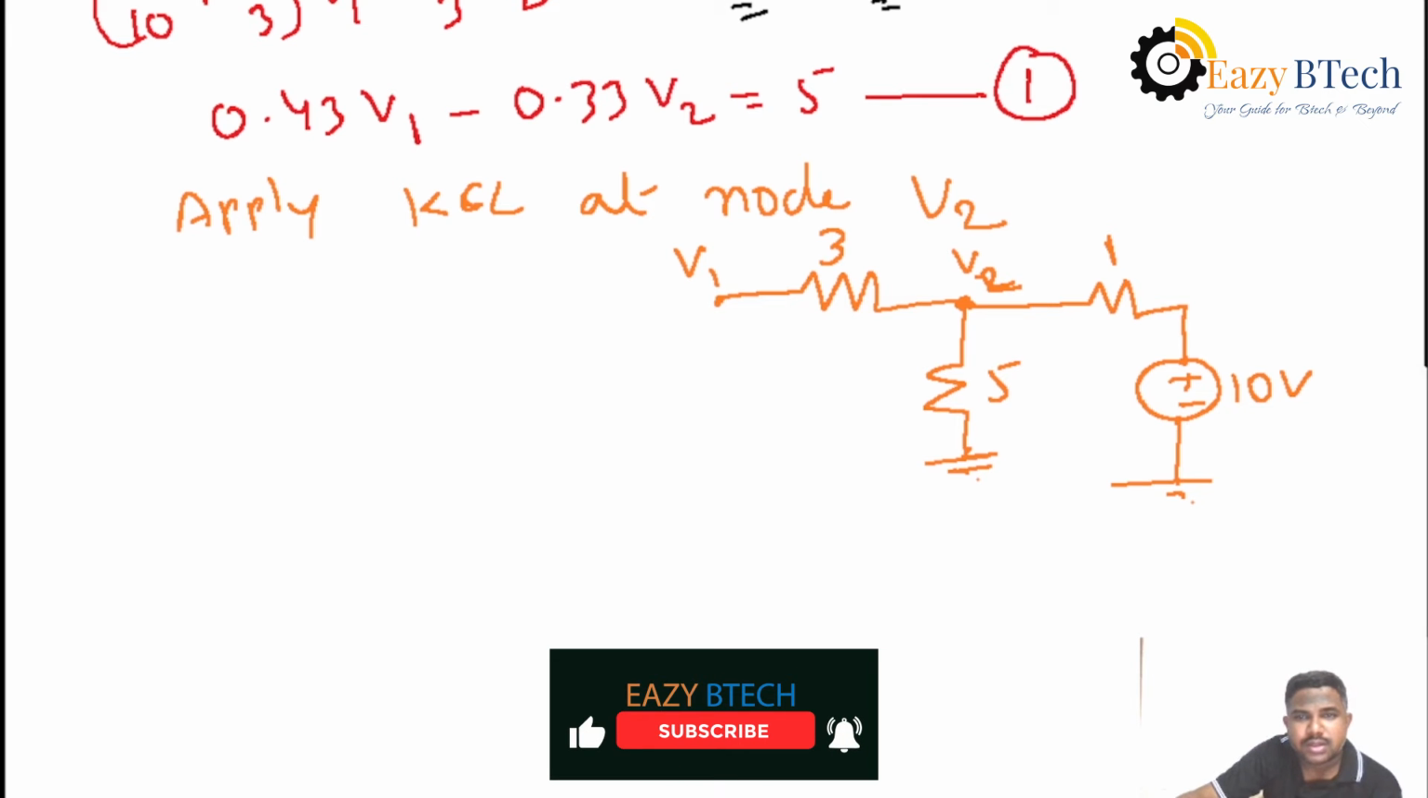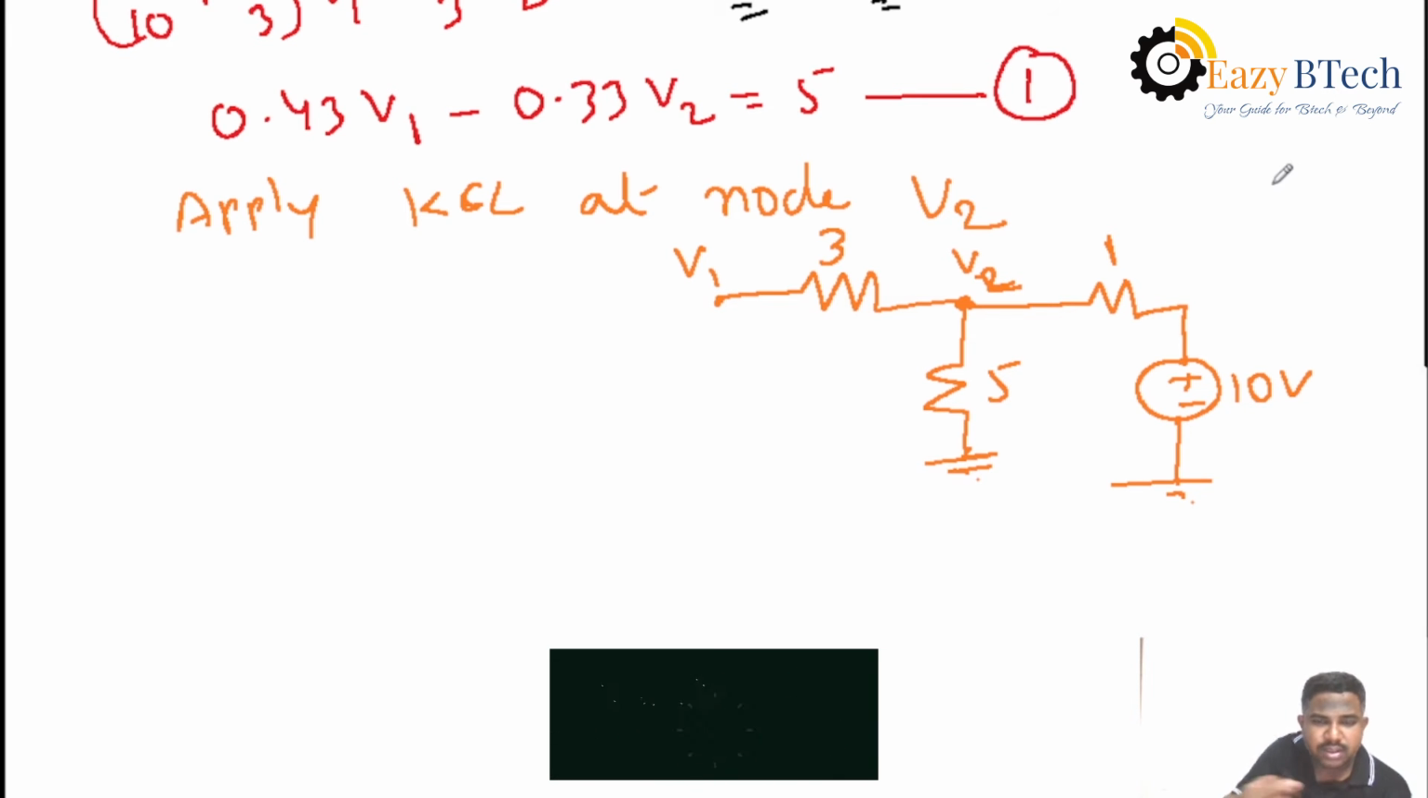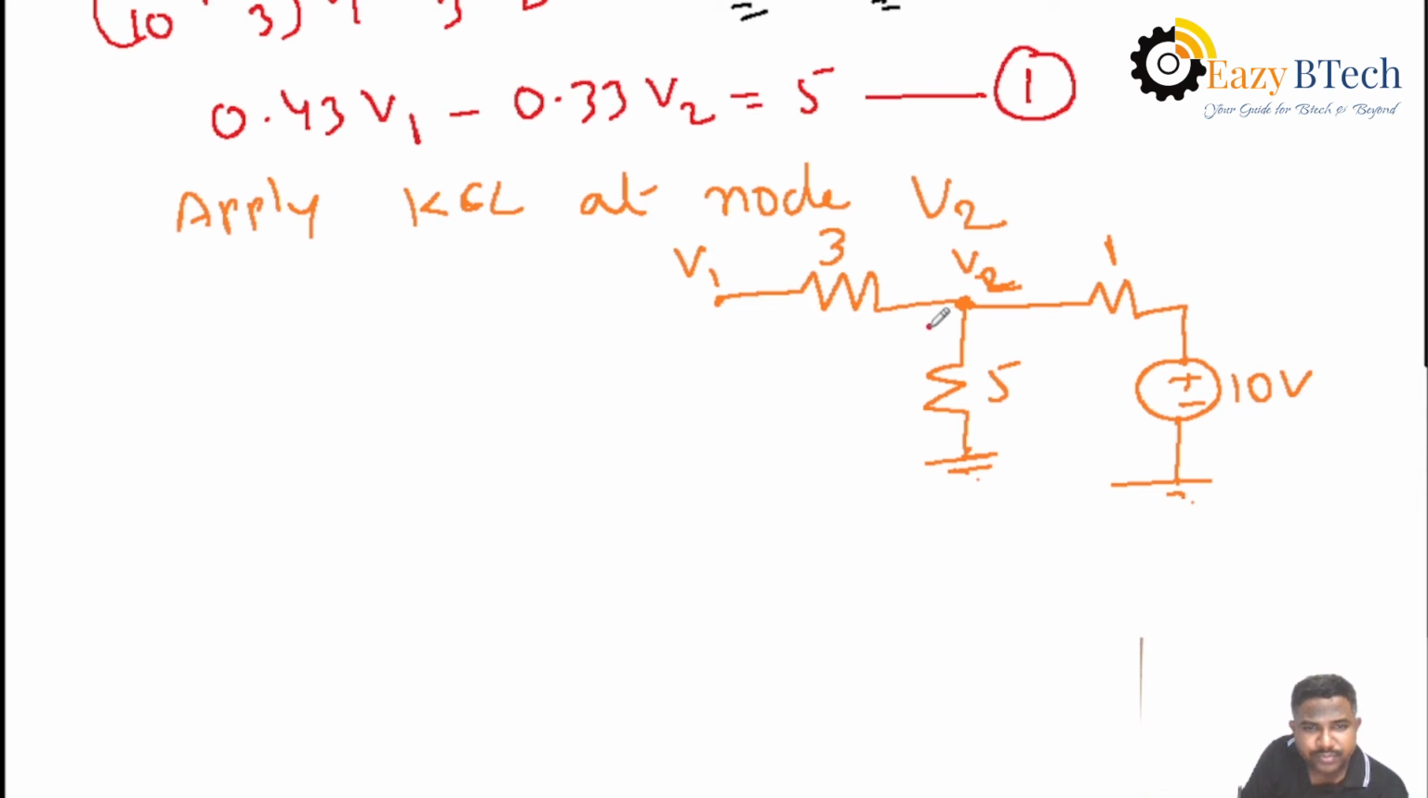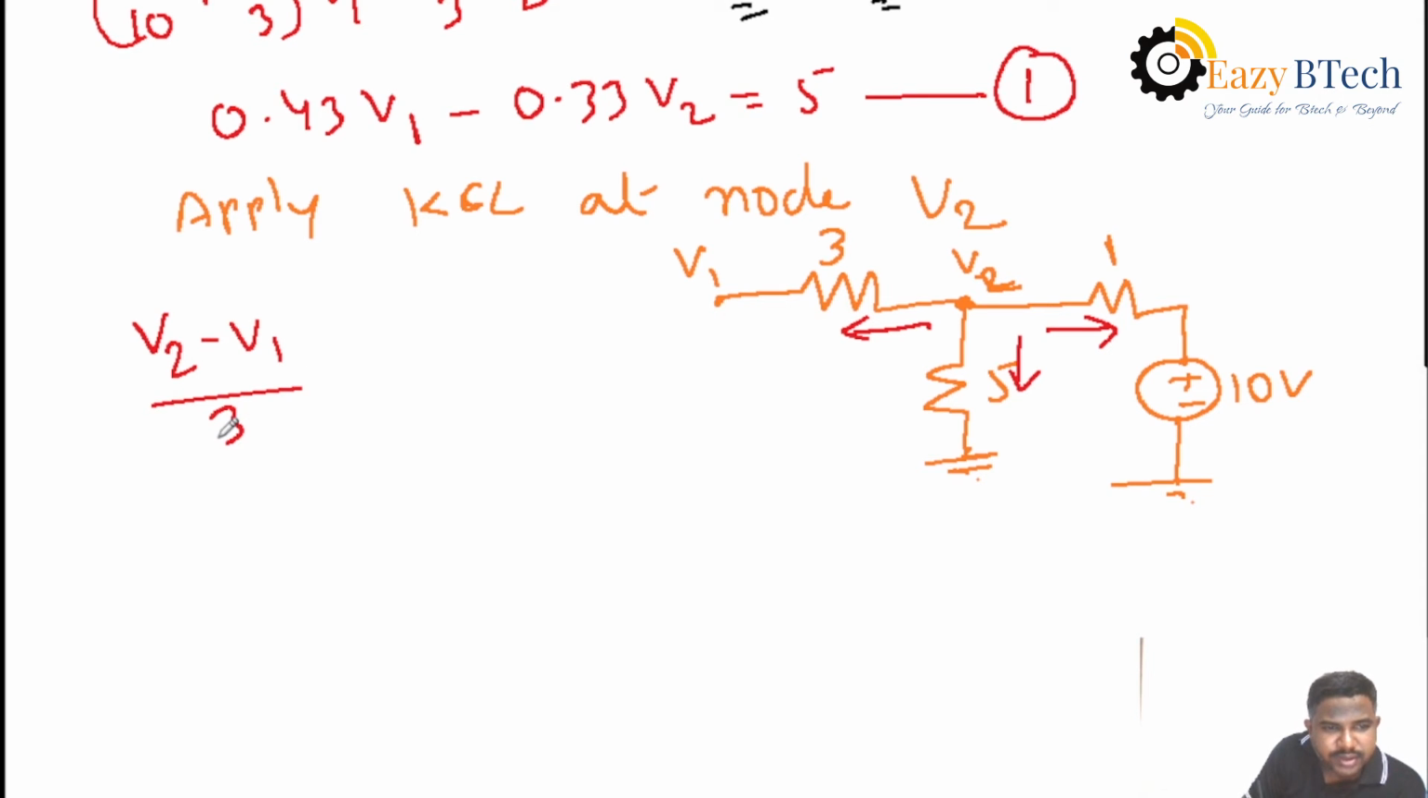Then what is the assumption here? You can take the current directions as away from the corresponding node. Here we are writing equations for the V2 node, so all currents are away from the node. Okay, this is a very important point. We must take the current directions away from the corresponding node. Then apply KCL at V2. Here there is no entry current. All currents are leaving. That's why the current passing through 3 ohms is V2 minus V1 by 3.